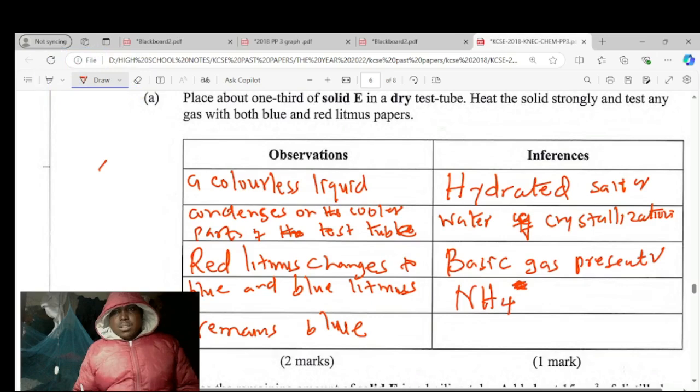No, white is not the thing. You write ammonium ion, positive present.